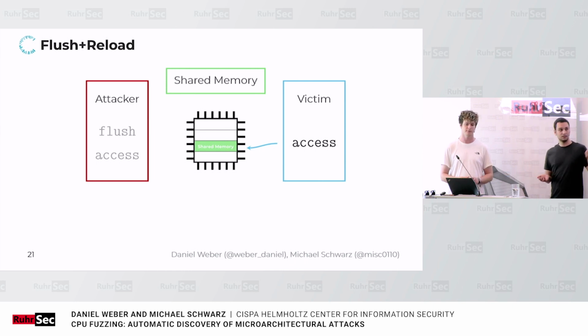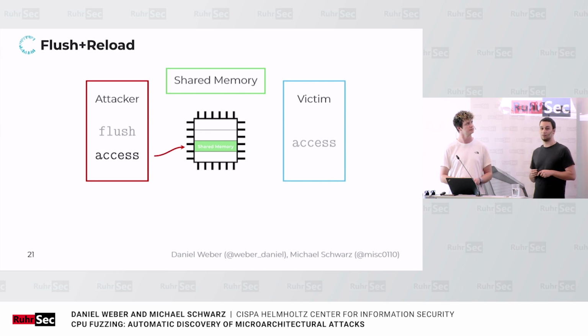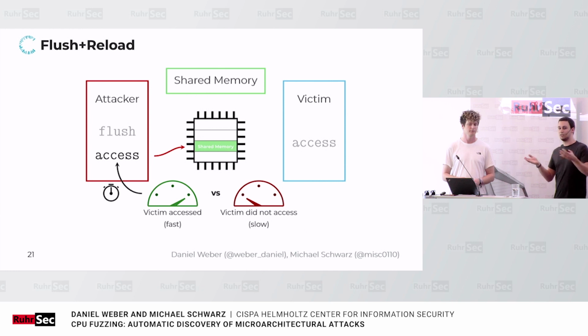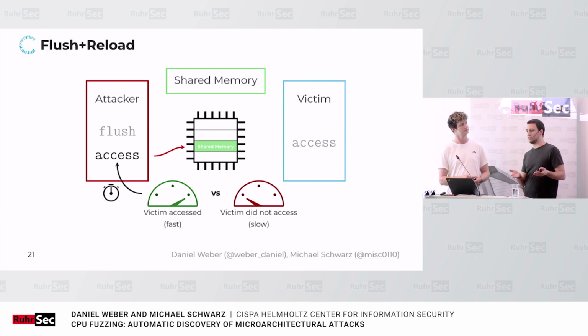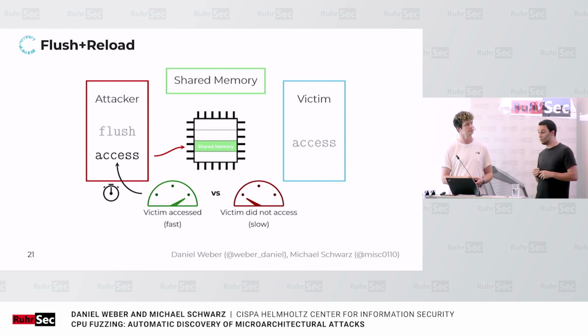Then it's the attacker's turn. The attacker can simply access that shared memory and time how long it takes. If it was accessed by the victim, it's in the cache and accesses are fast. If it was not accessed by the victim, it's not in the cache, it has to be fetched from DRAM, and this is way slower. With that primitive, we can see if a part of the memory was accessed by someone else or not. So it's already something where it's like, okay, cool, kind of.